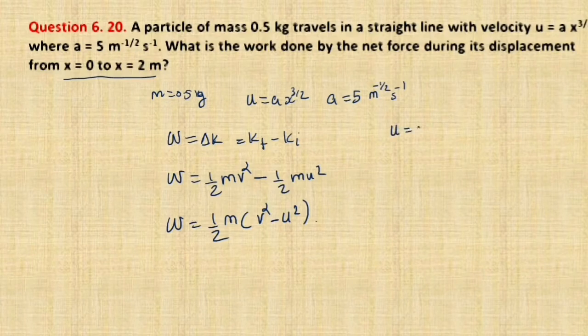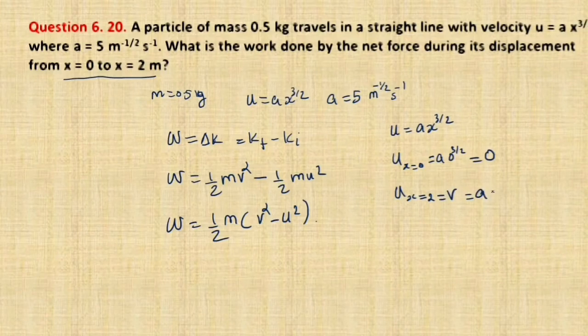The general velocity equation is given as a into x to the power 3 by 2. Initial velocity, when x is equal to 0, that is equal to a into 0 raised to 3 by 2, which is equal to 0. If so, what is the final velocity? The final velocity, which we have taken as v, when x is equal to 2 meter, that is equal to a into 2 to the power 3 by 2. So we got the value of v.